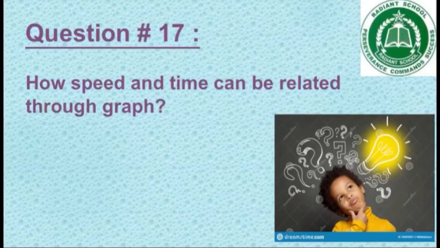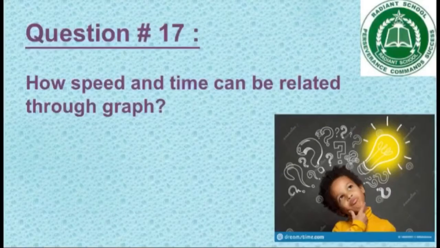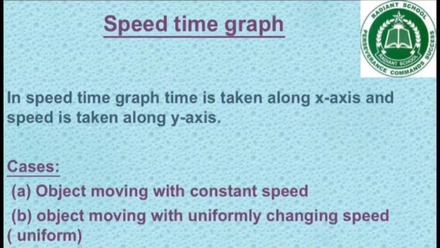Here are two quantities, students, speed and time. Speed is a dependent quantity and time is an independent quantity. So we will draw speed on the y-axis and time on the x-axis. And hopefully you all know the unit of speed. It is meter per second. In a speed-time graph, time is taken along the x-axis and speed is taken along the y-axis.